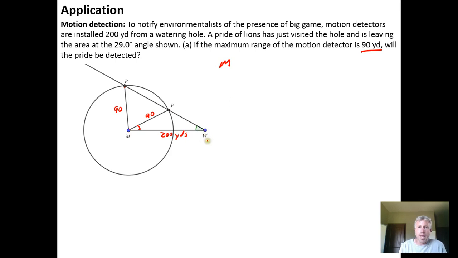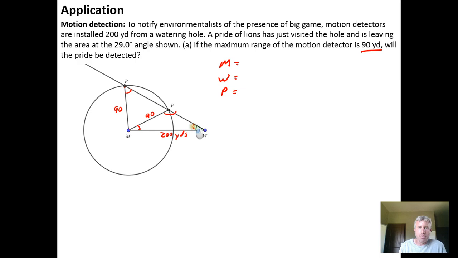There is going to be an angle associated with the watering hole. In fact, if there's a solution, there will be two angles associated with the Pride of Lions: one when they come into range, one when they exit range. And then just like we did in the mechanical videos, just catalog what you know.